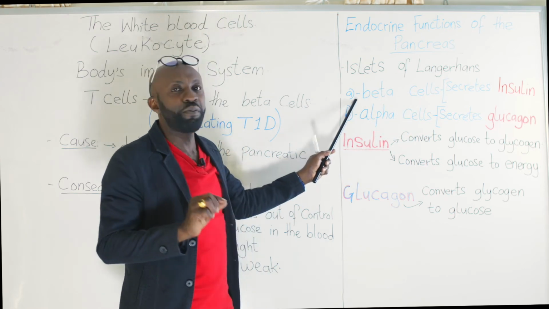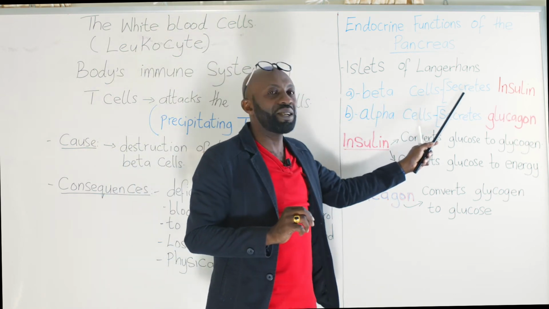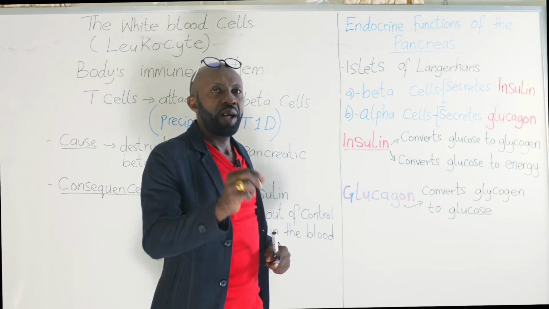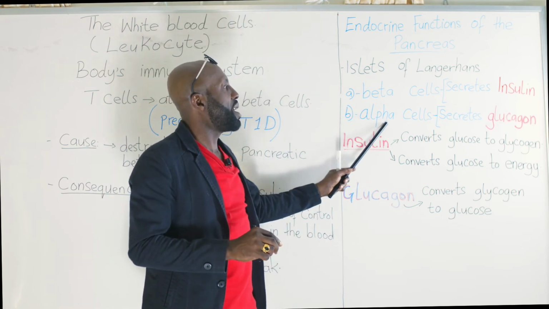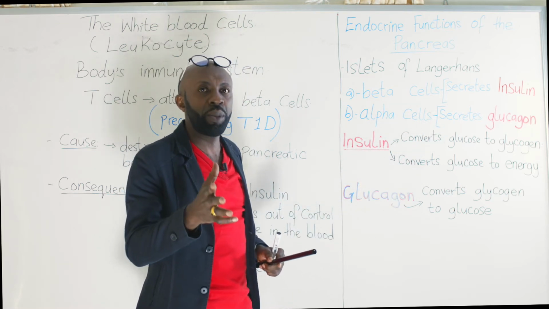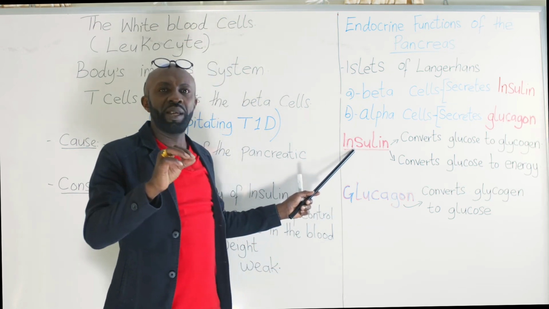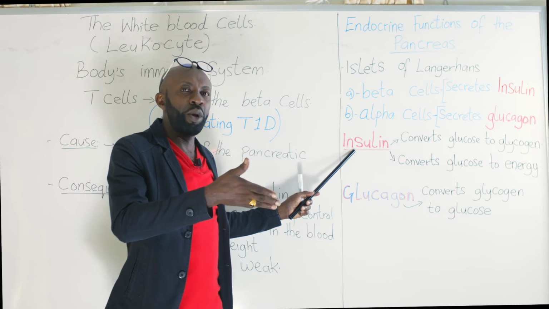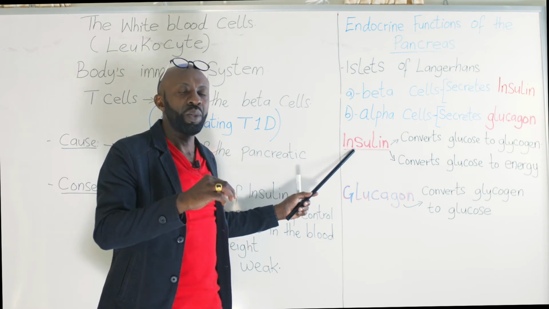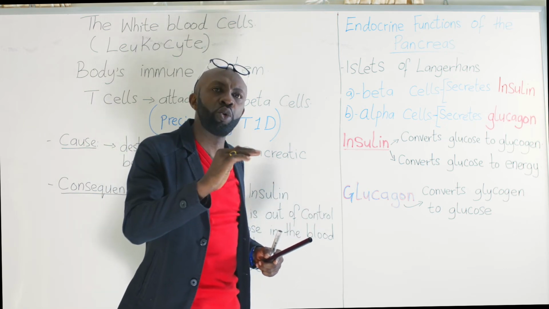So what is the function of the beta cells? The beta cells secrete insulin into the blood. And then the alpha cells secrete glucagon into the blood. So the insulin secreted by the beta cells into the bloodstream, how does insulin function in the blood? Insulin controls the blood glucose level.